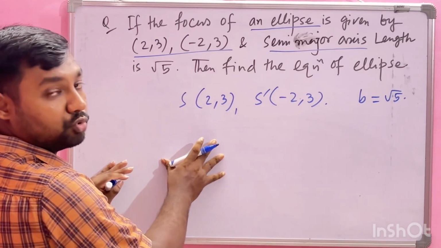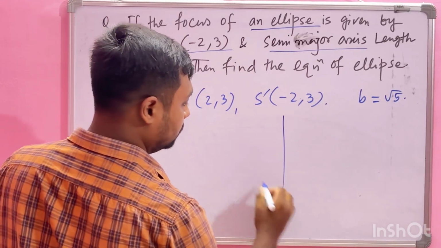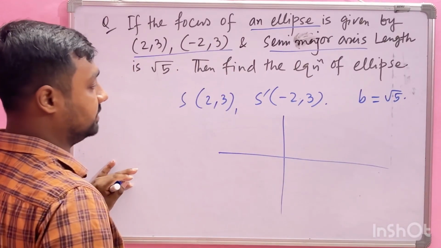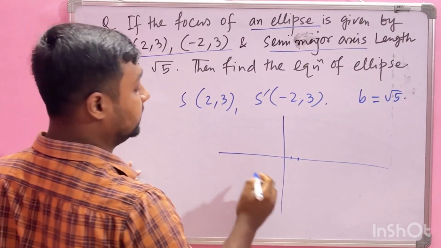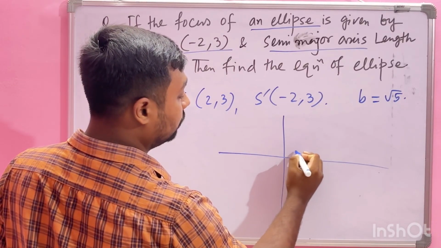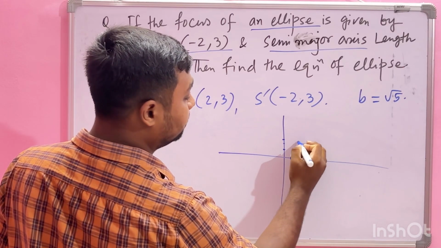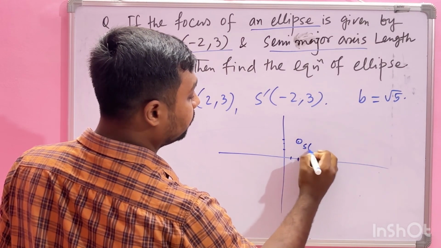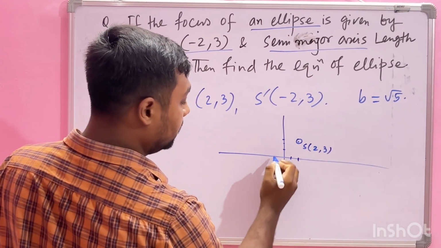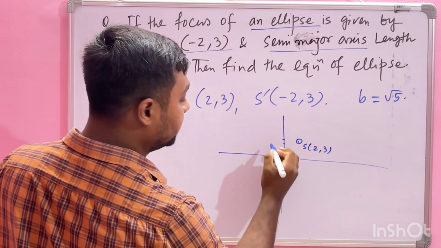So let's try to draw this ellipse. If this is the coordinate axis, let's try to plot the points S and S dash. 1, 2, 1, 2, 3. So that means this is the point S, (2, 3), and the point S dash is (minus 2, 3).